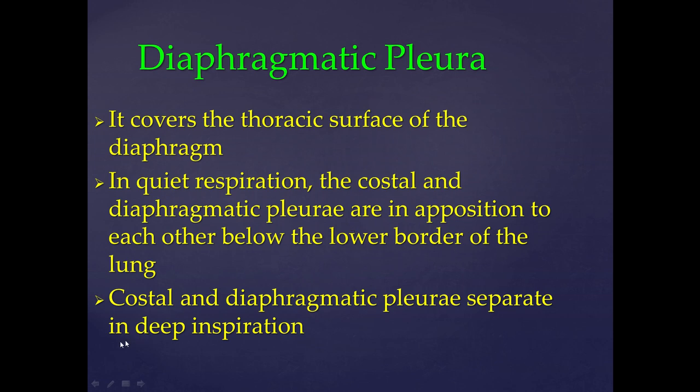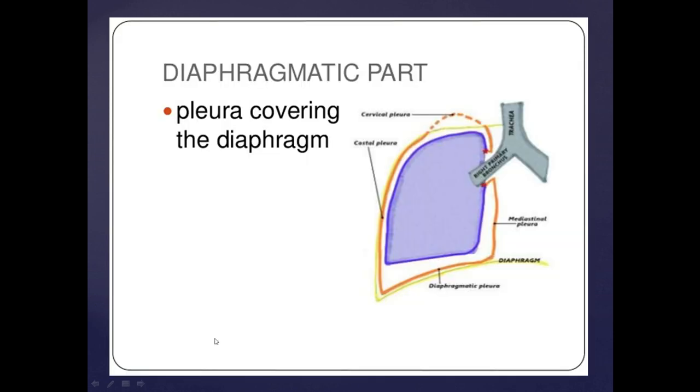But in the case of deep inspiration, these pleurae, that is the costal as well as diaphragmatic pleurae, separate. See over here, here lies the diaphragmatic pleura, here is the costal pleura. They are in close opposition, but in the case of deep inspiration, when the lungs expand, they separate.